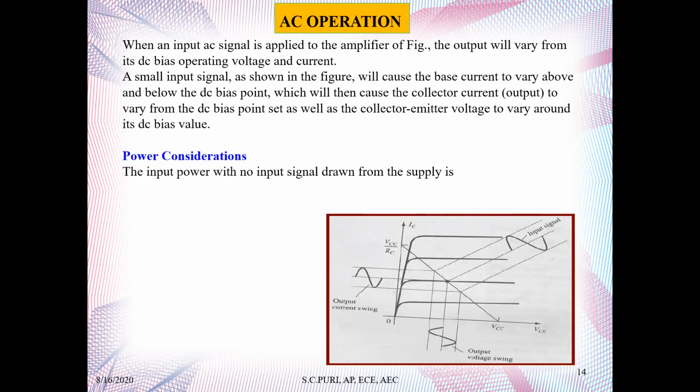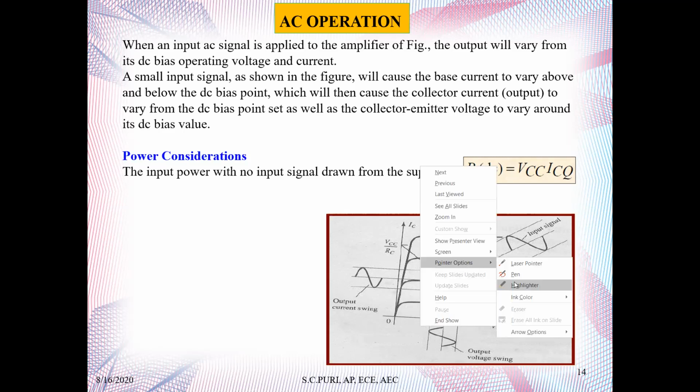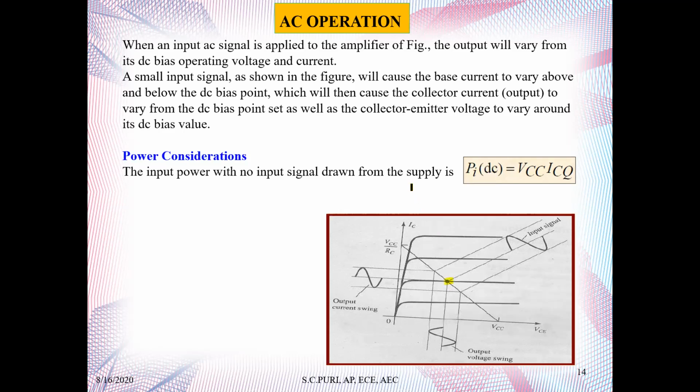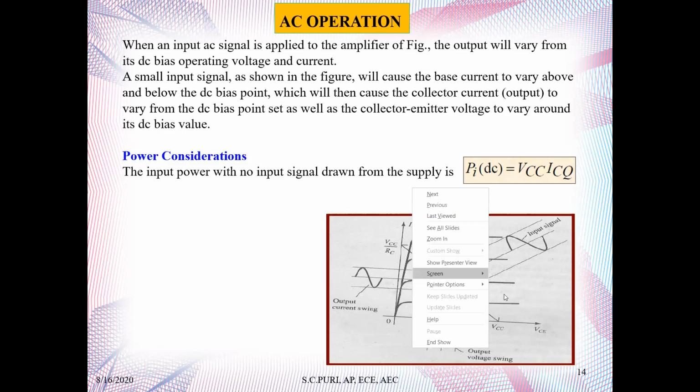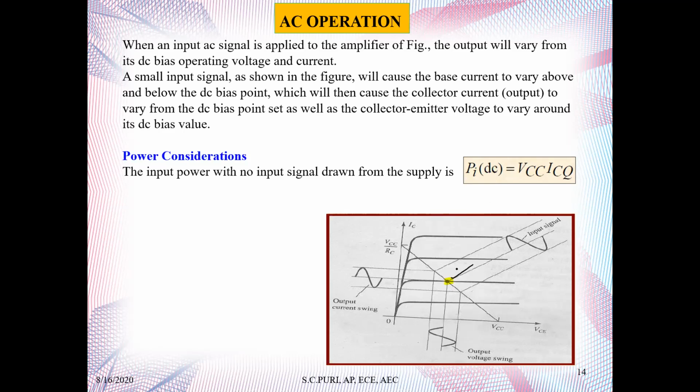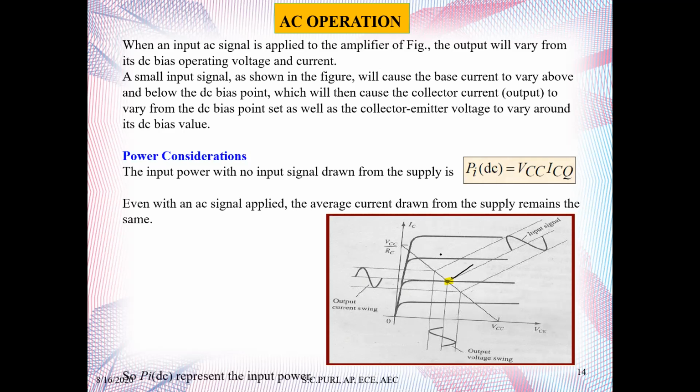So, power consideration. The input power with no input signal drawn from the supply, PI, that is the input DC, is equal to VCC into ICQ, that is the current which we have got at the Q point. As you can see here, this is the Q point which we have got. So now this is the region where it operates. Even with an AC signal applied, the average current drawn from the supply remains the same. So PI(DC) represents the input power.